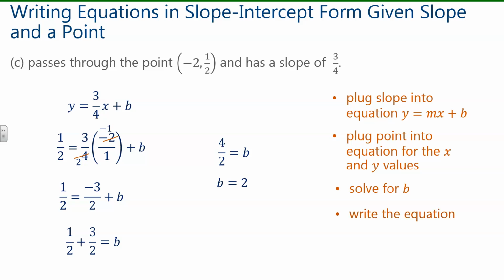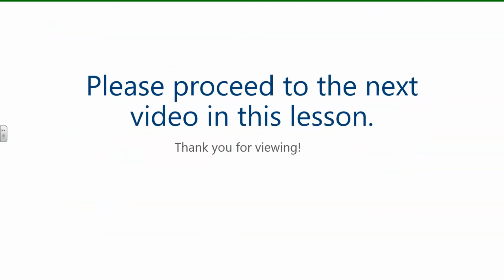Now our last step, write the equation. We would have y equals 3 over 4x plus 2. So that's how you can write the equation in slope-intercept form when you're given the slope and a point.